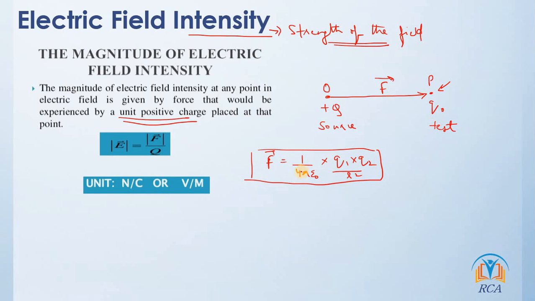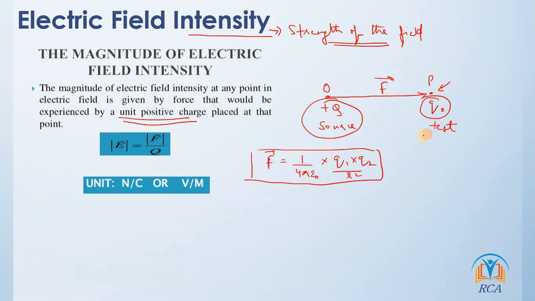But now this force is acting upon what charge? It is acting upon the test charge, right? Because we are trying to find out the field intensity of the source charge. Always remember, the intensity is always calculated for the source charge with respect to the test charge, right? It is never calculated for the test charge.